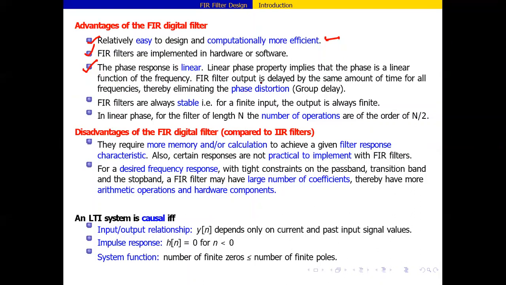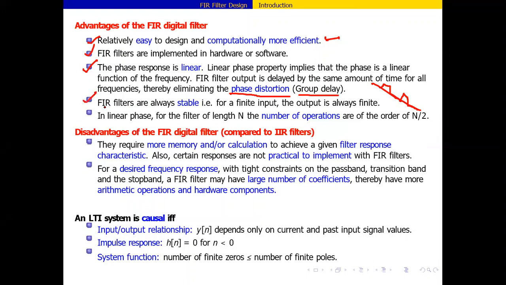And the FIR filter output is delayed by the same amount of time for all frequencies. That is the linear phase property. And thereby, because of the linear phase design, it will eliminate the phase distortion, also called the group delay variation, because it will always maintain the group delay as a constant. So to reduce the phase distortion, since it is the linear phase, whenever there is a glitch also, that will be easily removed.